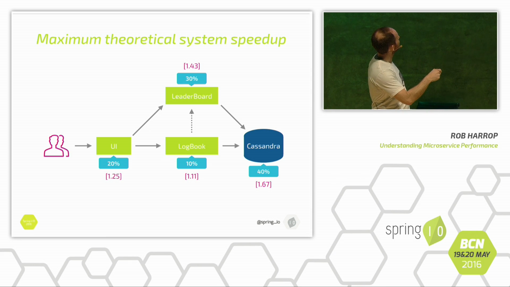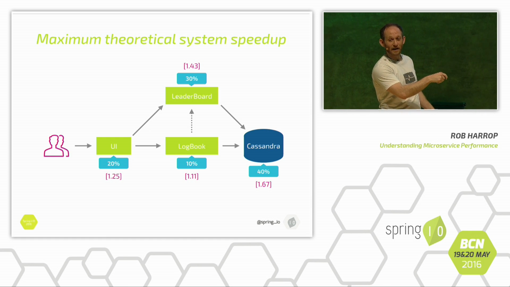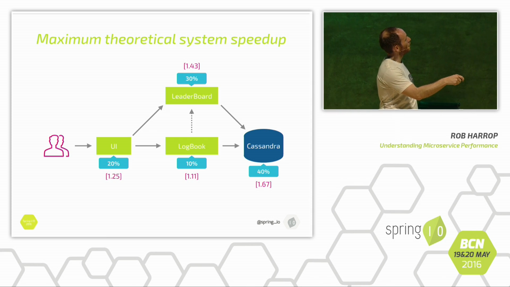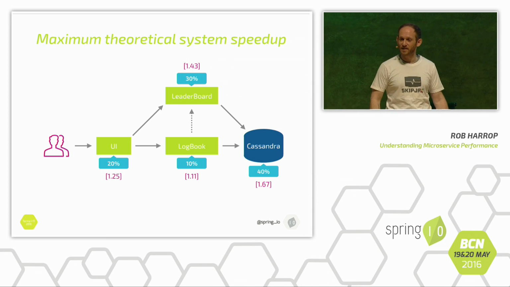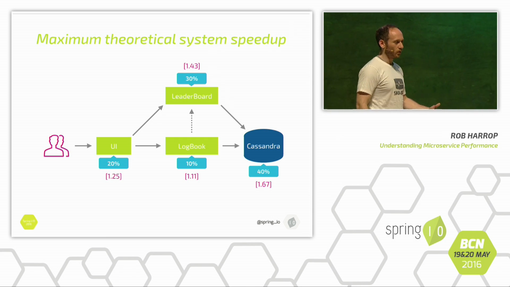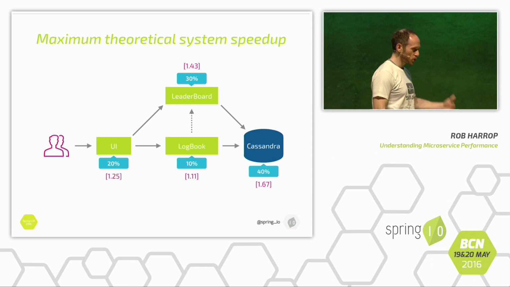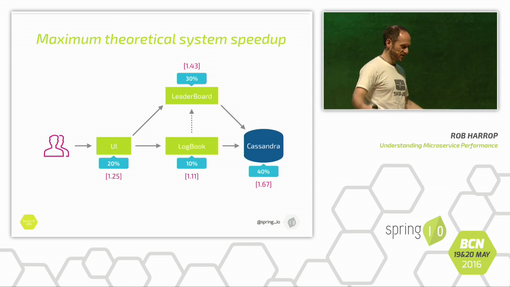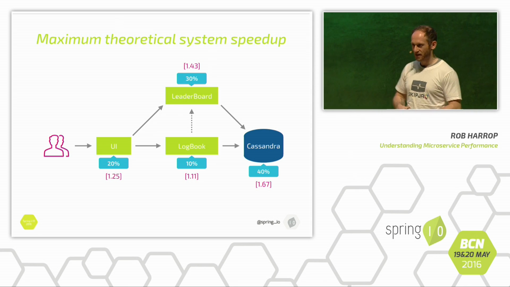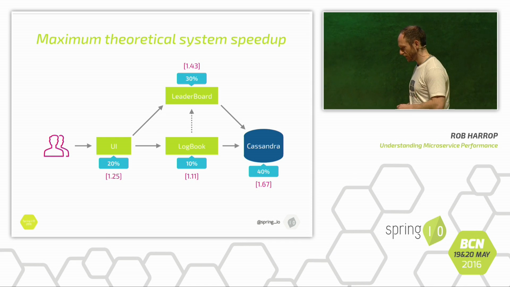Then if we apply Amdahl's law, we get, what's the rough improvement factor? Well, if I was to spend some time optimizing the logbook, I've got a theoretical max of only 1.1 speedup factor. But if I spend some time working on Cassandra, I can get like 1.67. So very simple calculations on our actual observed metrics in our system, like how long are we spending in each service, can tell you where to spend time optimizing.